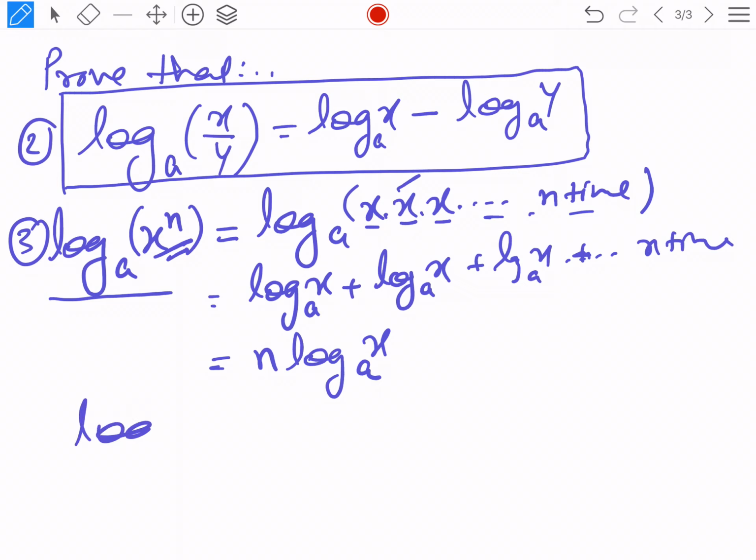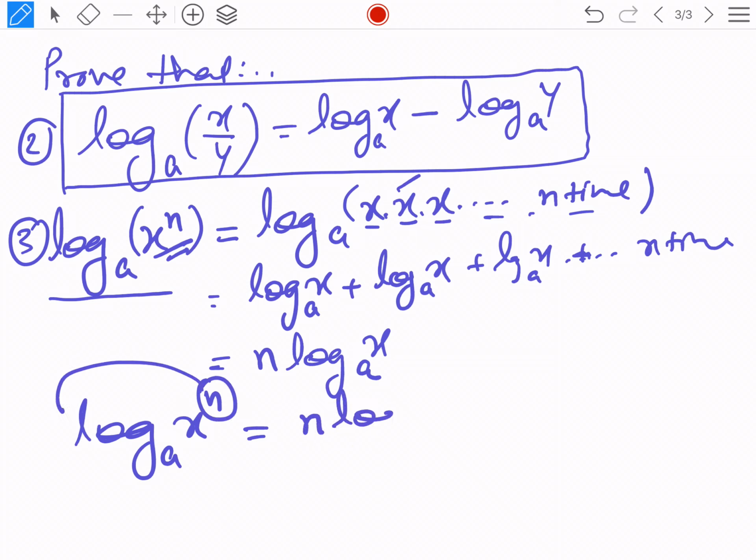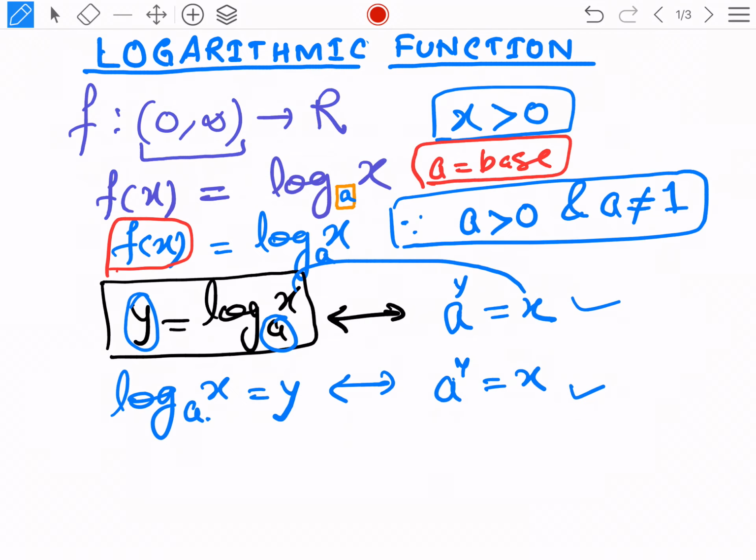Log of x power n base a: the power will automatically come in front of the expression, and we can write this in this way. So this is the third formula for log. So we have read the function.